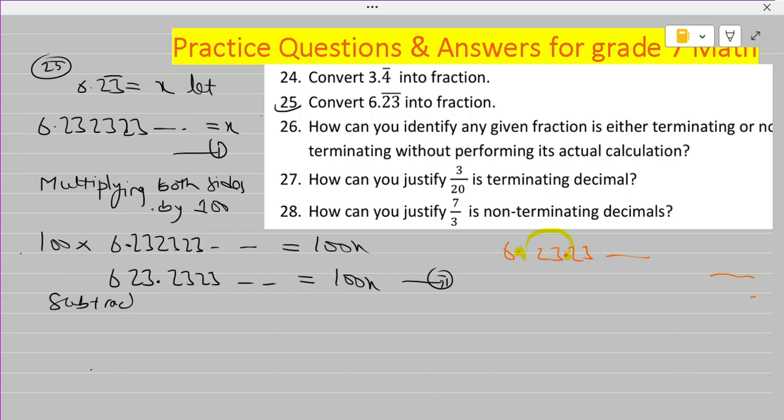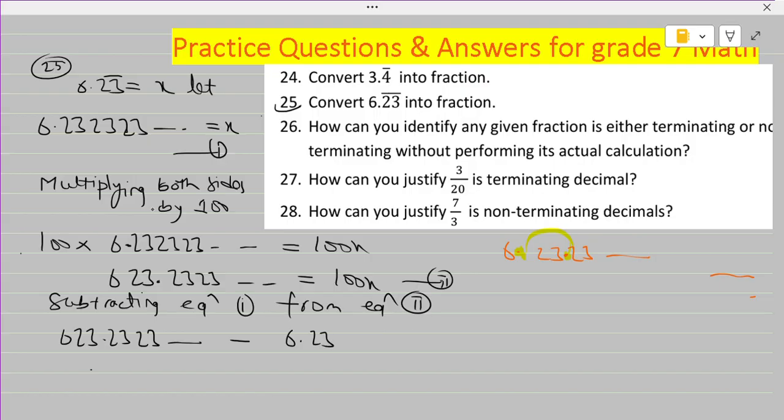So you say here, subtracting equation 1 from equation 2, is it? So 623.2323... minus 6.232323..., and that equals 100x minus x.